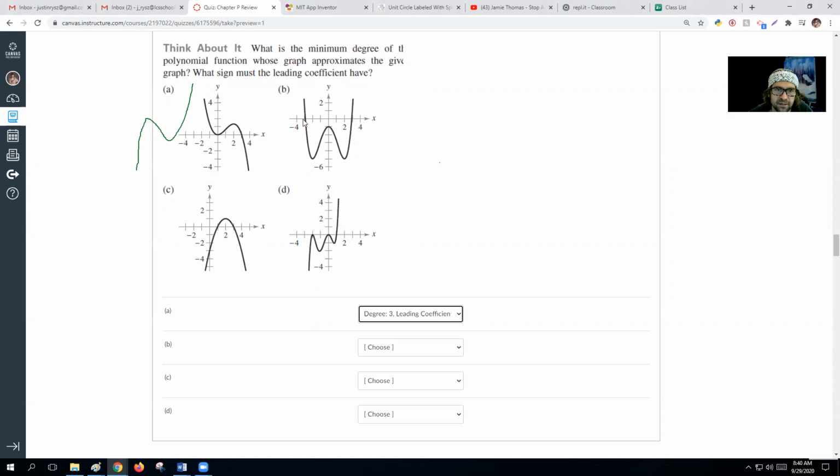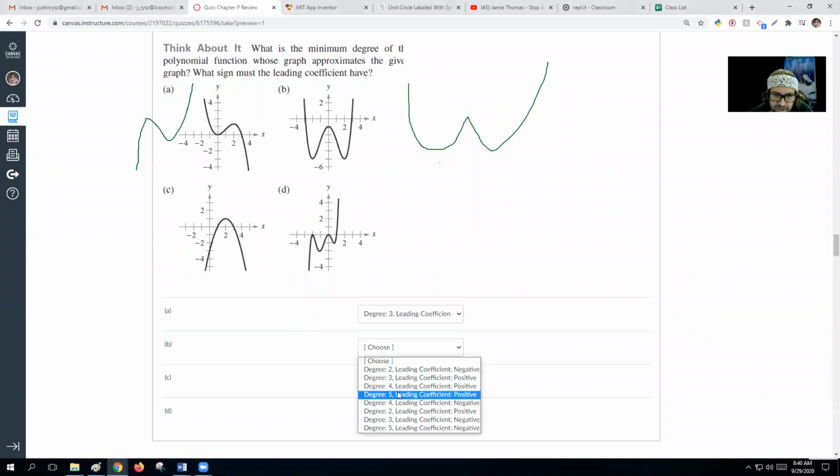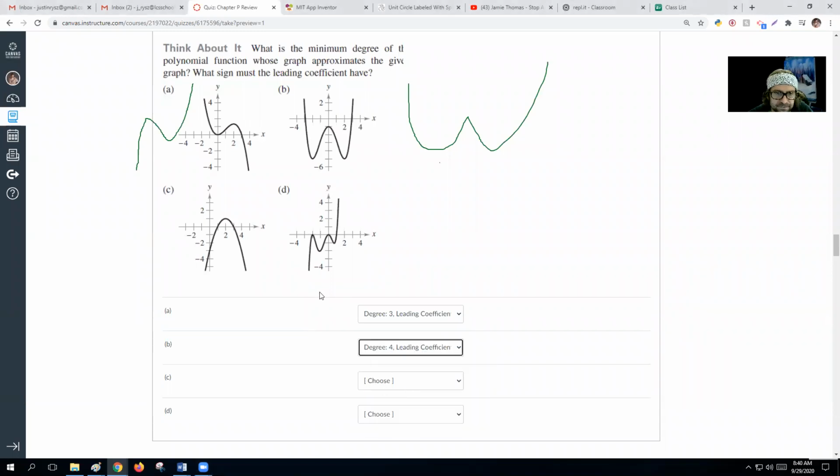All right, so B here, let's count the curves. It goes down, then up, then down, then up. So that's degree 4. And any positive degree 4 would start up high and end high, and that one does. So that is a positive degree 4.